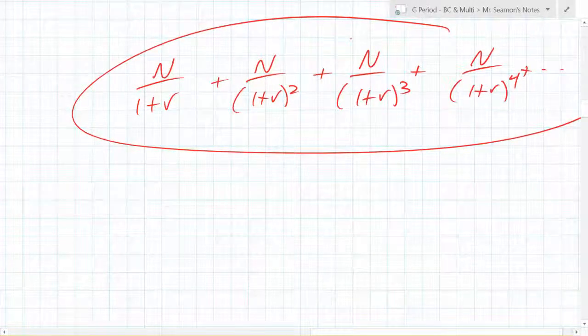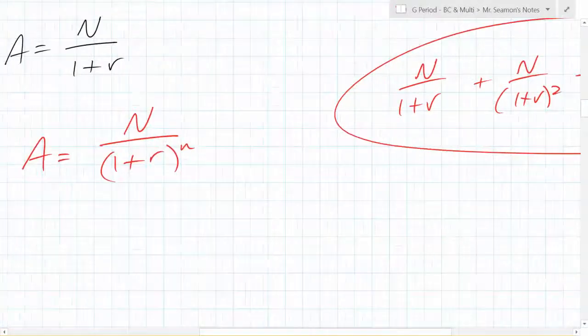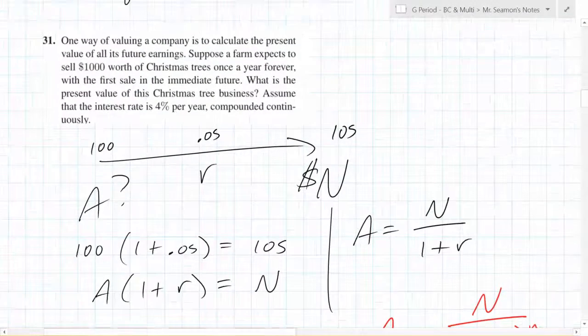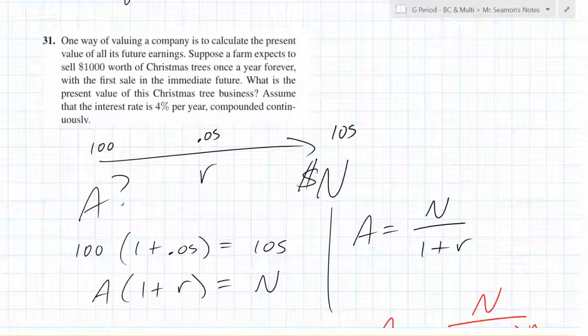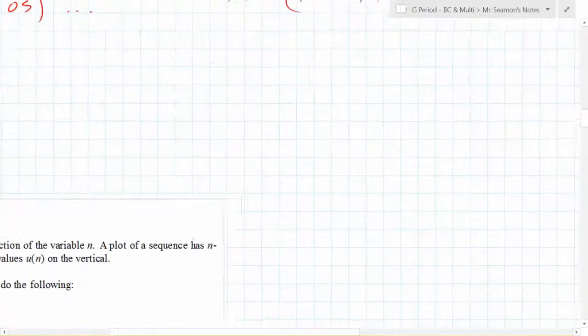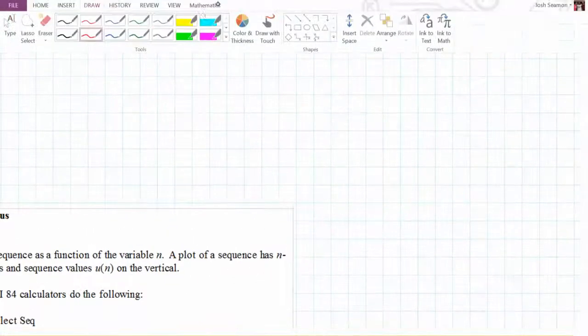But we haven't generalized it quite enough yet, because what type of interest do they want us to use in this question? Continuous interest. Do you remember what the formula for continuous interest is? A equals what? What is it?